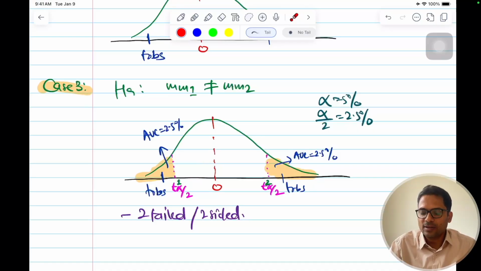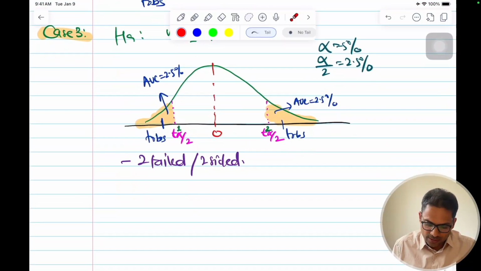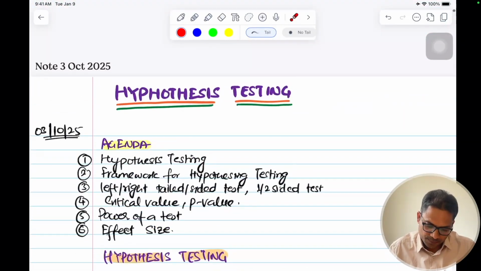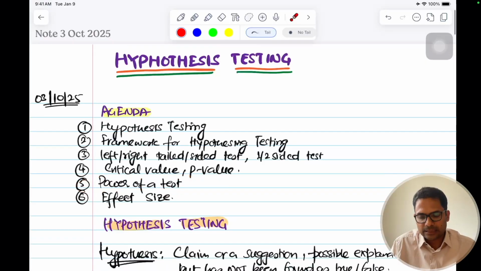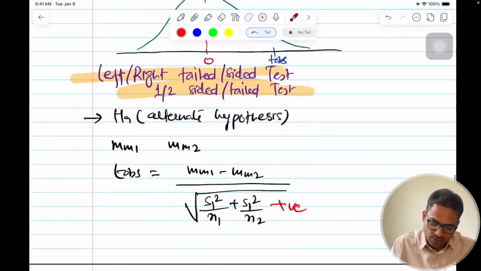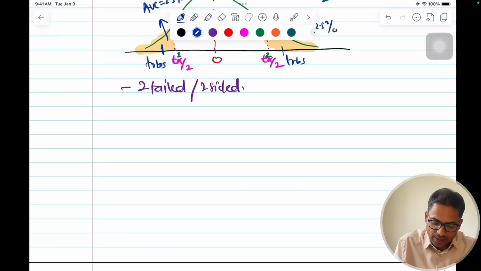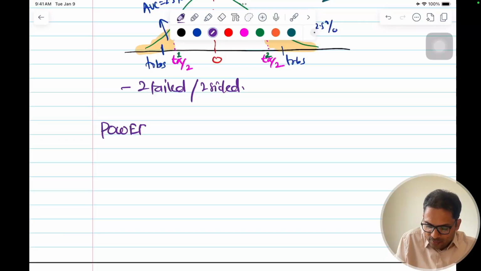Okay, so we have discussed critical value also and all these related terms. This is clear. Let's see what all things we have discussed. We have discussed hypothesis, framework we have done, left, right, critical value we have discussed, p value also we know. Now let's discuss power of a test. Very simple. I'll discuss about this later also. This concept will come again and again. So now let's discuss about power of a test.